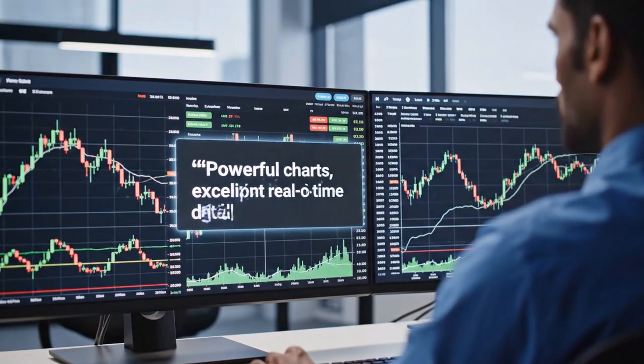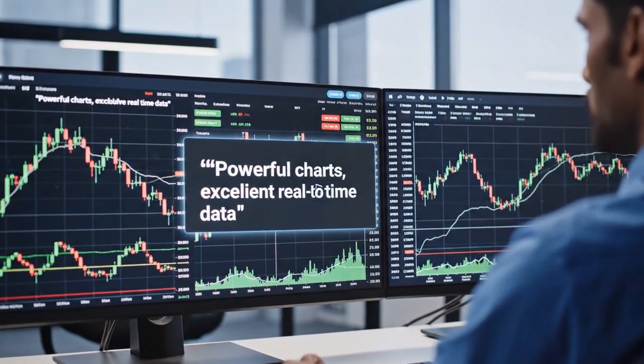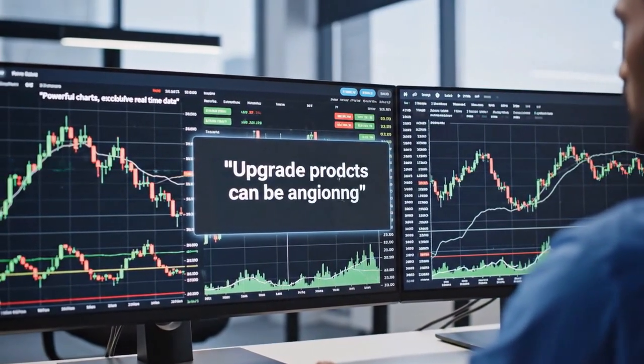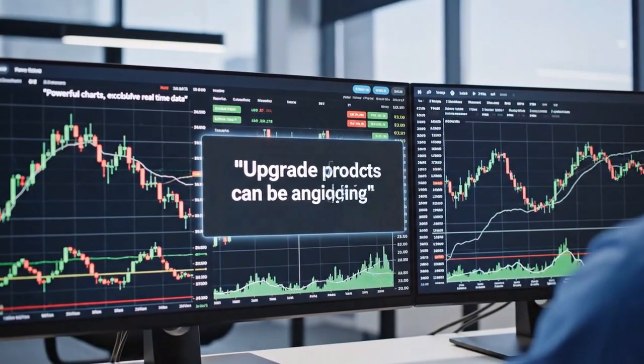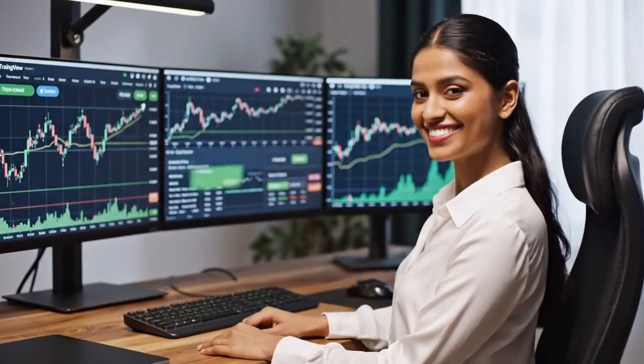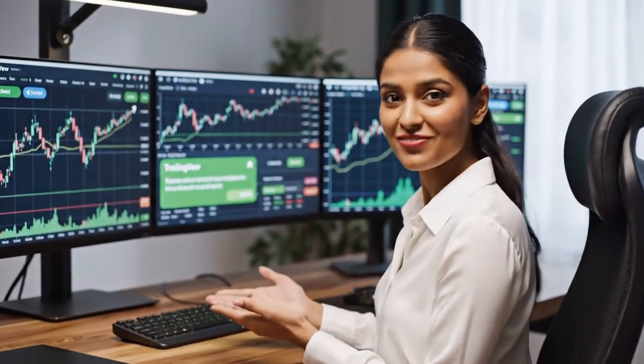Here's what traders are saying. Powerful charts, excellent real-time data, and also, upgrade prompts can be annoying. If you're ready to upgrade your charting game, TradingView gives you the tools, flexibility, and edge you've been looking for.